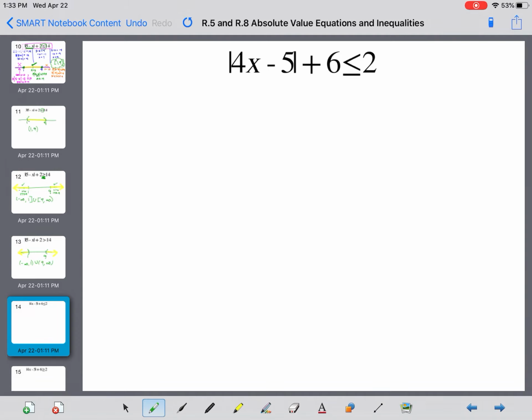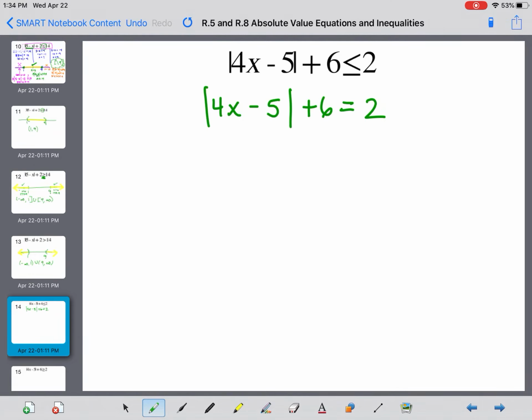Now, just a couple more cases here. Let's look at something like this. The absolute value of 4x minus 5, plus 6, is less than or equal to 2. We're still going to run this the same way, and we are going to solve the equivalent absolute value equation.